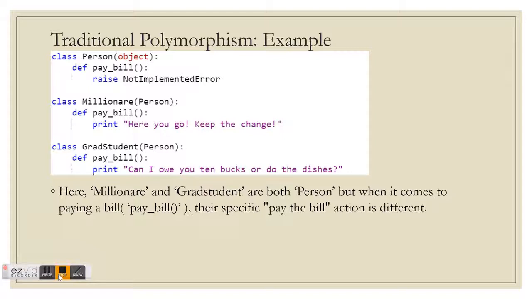So there is a superclass Person, and both Millionaire and GradStudent classes inherit that class. I have defined the method pay_bill under the Person class and in both Millionaire and GradStudent, but whenever I try to invoke the pay_bill method on Millionaire and GradStudent, I will get different responses. They are both of the same type, but they give me different responses for the same method. So here I have achieved polymorphism.